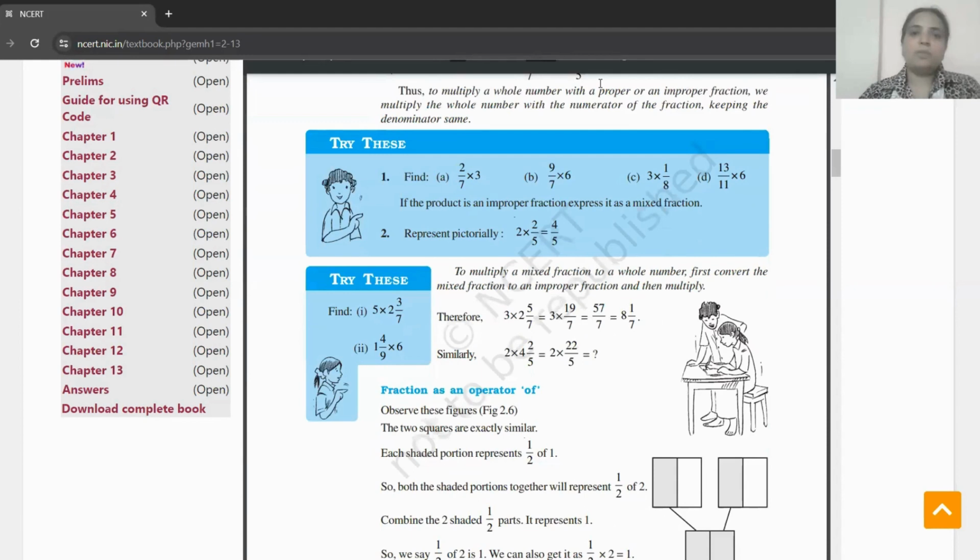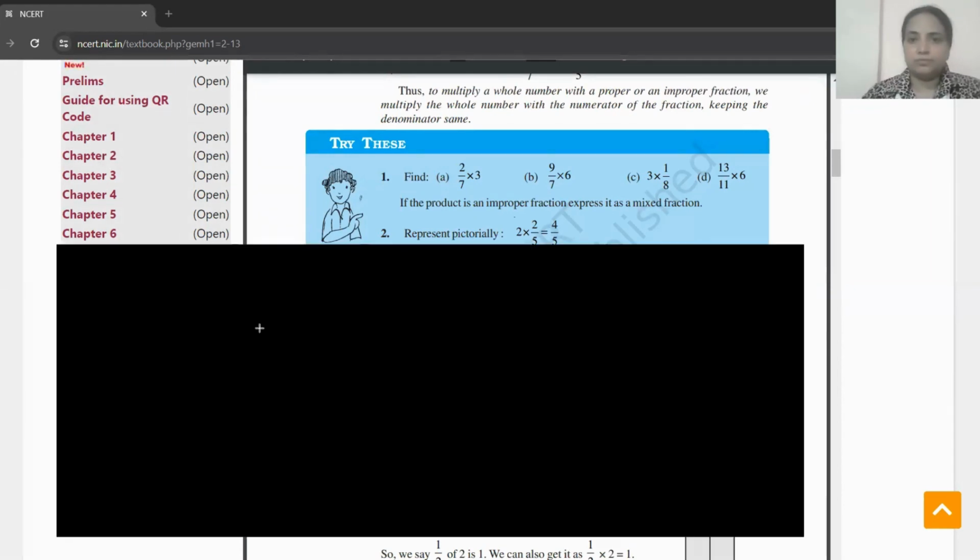Now, first topic that we are covering here is that whenever you are multiplying a fraction with a whole number. Okay. So I'm writing one example here. This is 2 by 7 times 3. So always remember this whole number is multiplied with the numerator. Okay. Although this is written in the middle, but this is actually getting multiplied with the numerator.